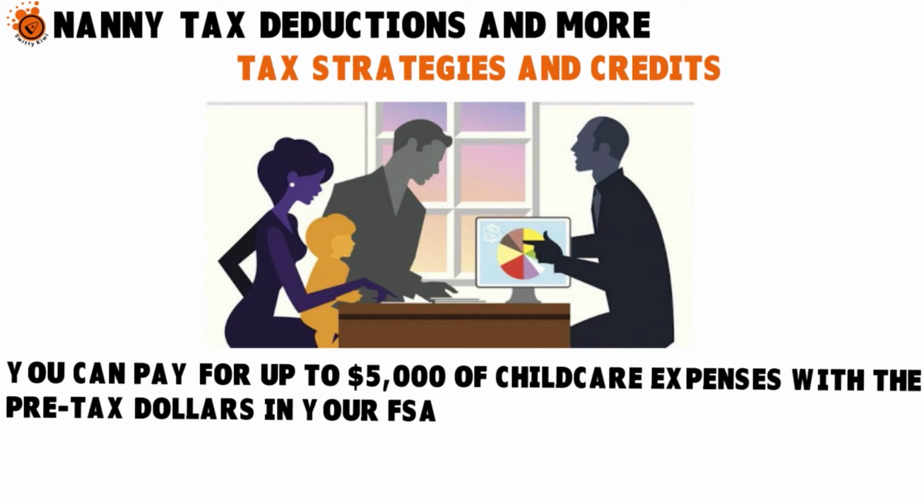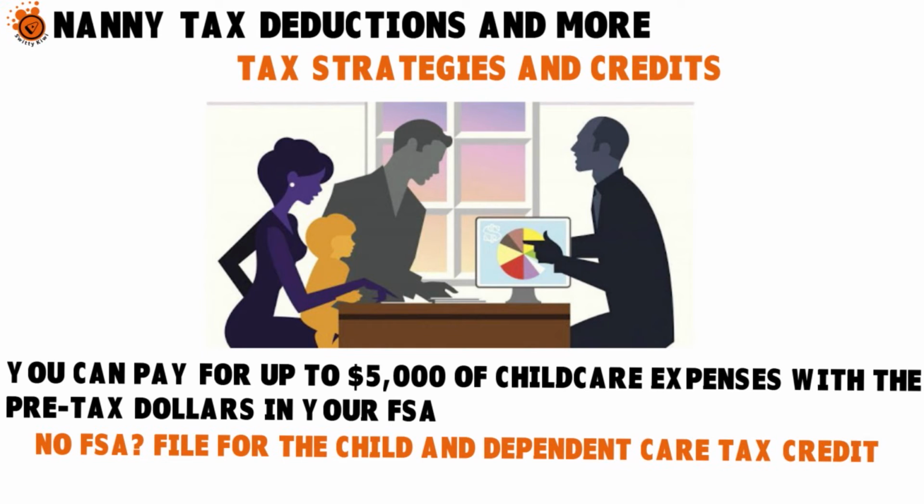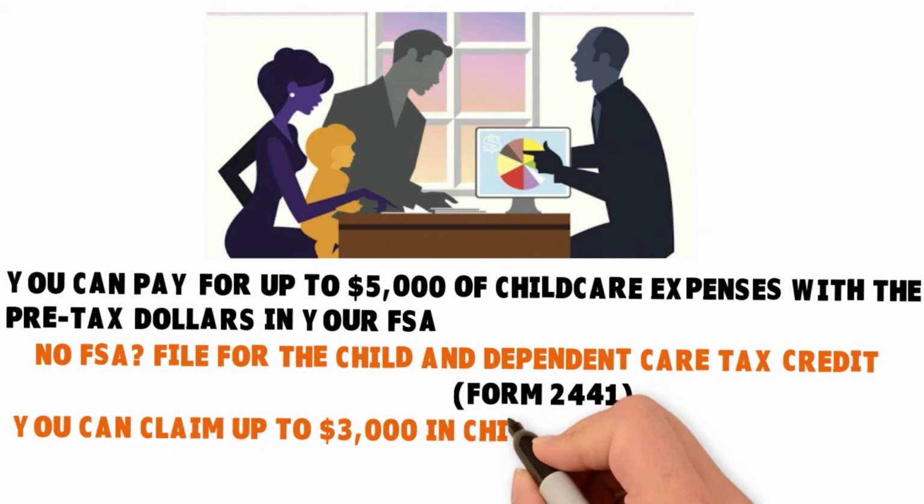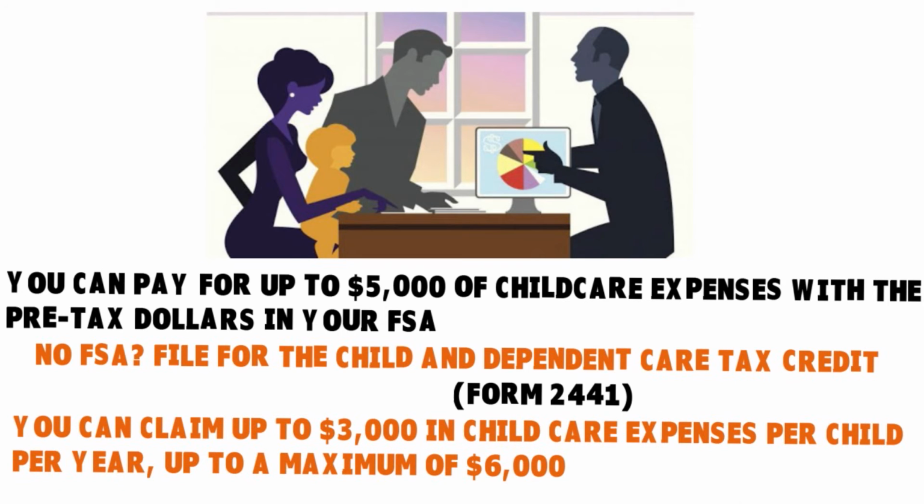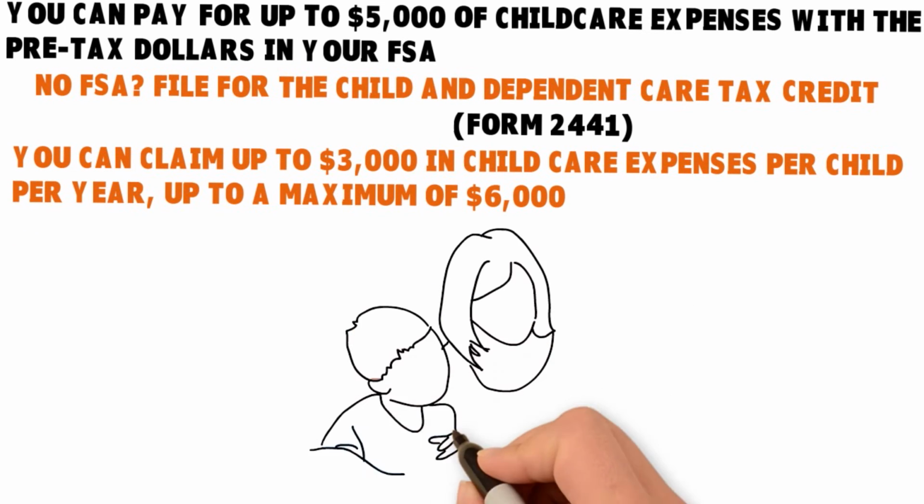Think about it, $5,000. If you have no FSA, you can file for the Child and Dependent Care Tax Credit, and that's on Form 2441. You can claim up to $3,000 in child care expenses per year per child, up to a maximum of $6,000. So if you have 2 children or 3, it's still $6,000.